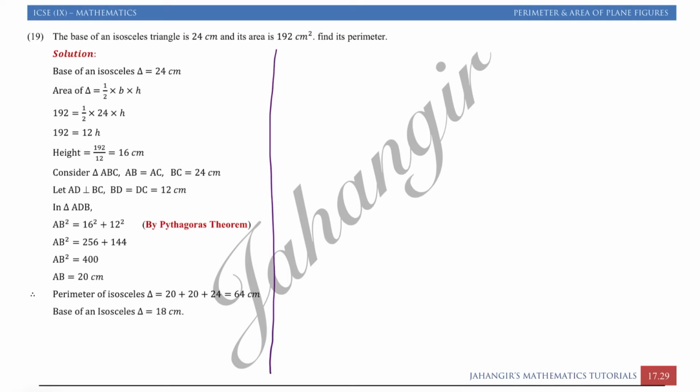Base of an isosceles triangle is 24. Area is 192. You have to find its perimeter. So let us draw an isosceles triangle in which AB is equal to AC. We can draw the height. We can take AM.